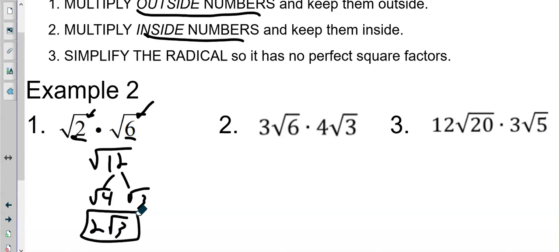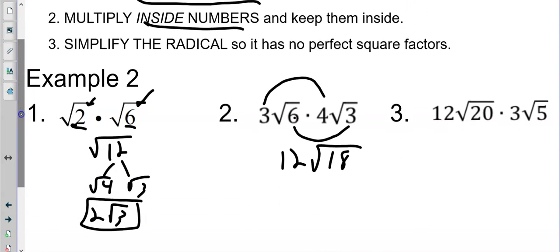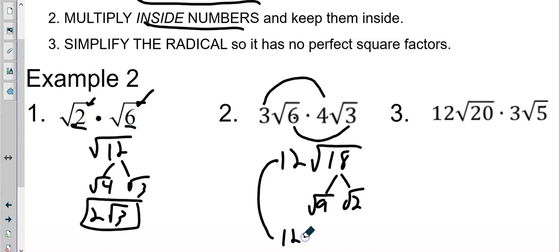Now here, we're going to do outside times outside and inside times inside. So the first thing I'm going to do is 3 times 4 is 12. And then 6 times 3 is 18. Now, this is just like the problem from the previous page. Okay? This looks no different than 2, 3, and 4. In fact, look, we already had 18. It breaks down to 9 and 2. I'm going to use that here. 9 and 2. But don't forget to bring this 12 down here.